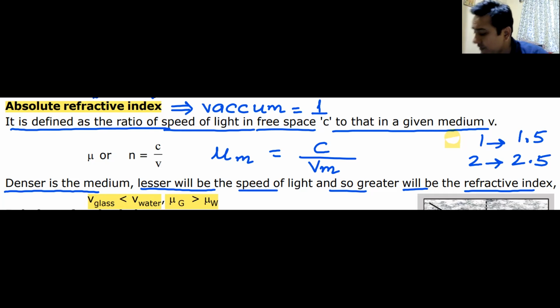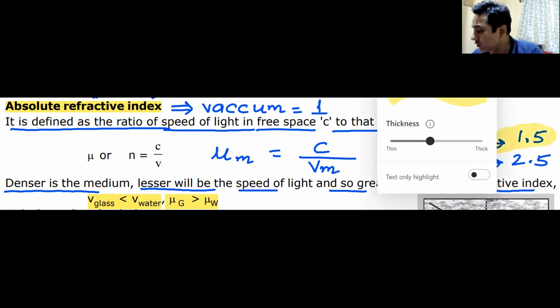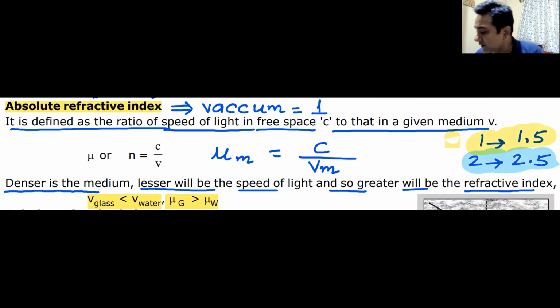Where will the speed of light be more? In medium number 2 or in medium number 1? Tell me. Which is the rarer medium? 1 or 2? There are only two options here. Either it will be 1 or it will be 2. Where is the speed of light more? The yellow one or the blue one? And the answer is medium 1. Medium 1 is the rarer medium, so the speed of light is more. Medium 2 is the denser medium, so the speed of light is less. Is it clear to everyone? Yes, sir. I'll give you a minute to note it down.